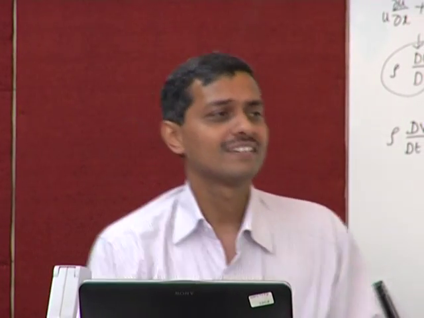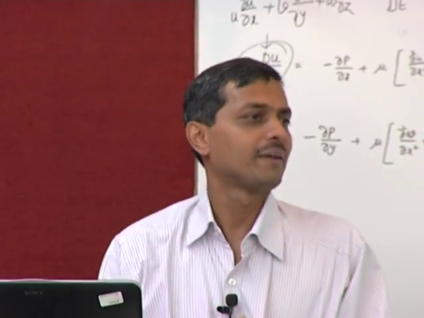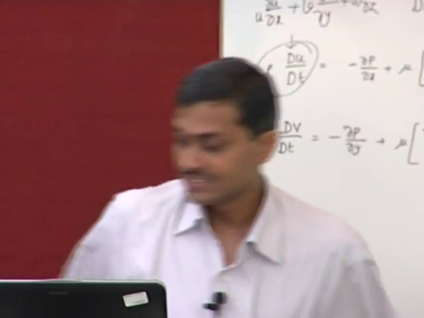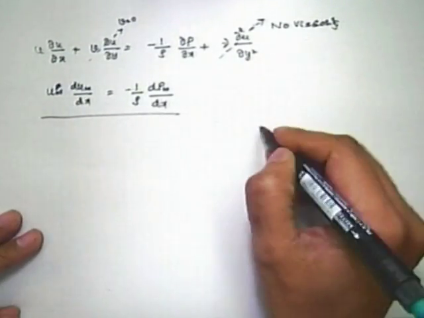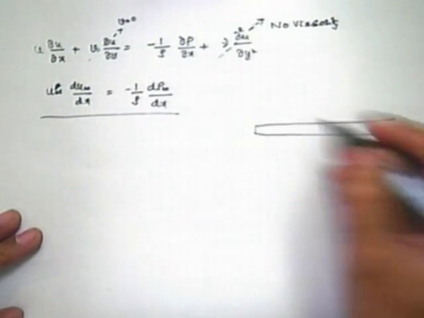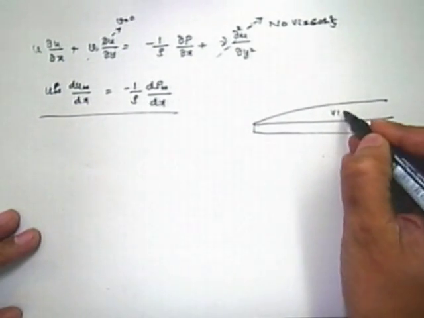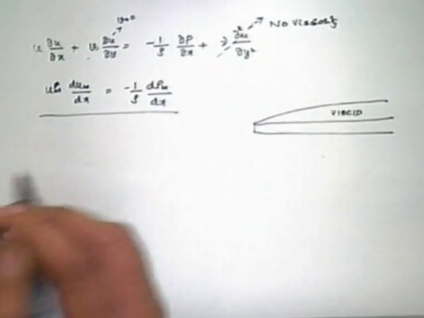So let me repeat. Professor Arun says that we need to repeat this. See, what did I do? I took the momentum equation and applied it. So I have flow over a flat plate. I have a boundary layer, which is the viscid portion I am calling.